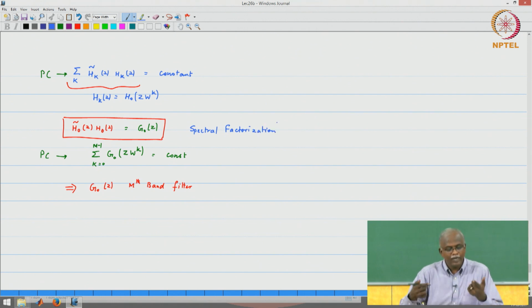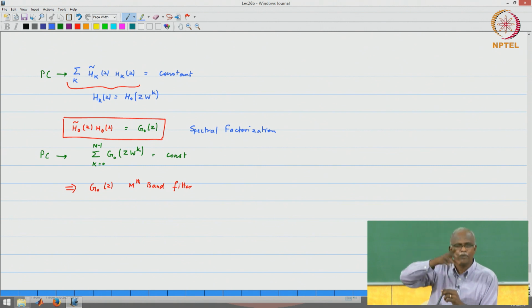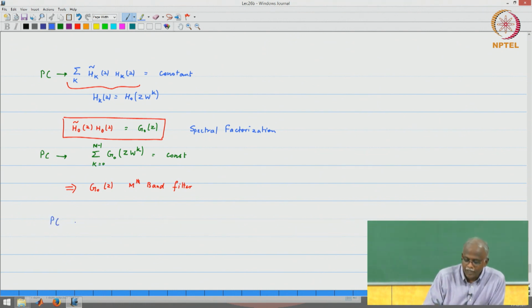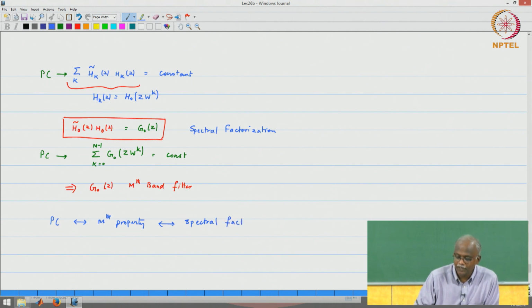So, design an mth band filter, take a spectral factor, I will give you a set of power complementary functions, because all the DFT shifted versions are power complementary. Now, an mth band filter has a very unique property, that one of its polyphase components is a constant, and other things. Okay. But a very interesting interplay seems to be present between the following conditions: power complementarity, mth band property and spectral factorization. So, there is a very interesting interplay of these three elements.